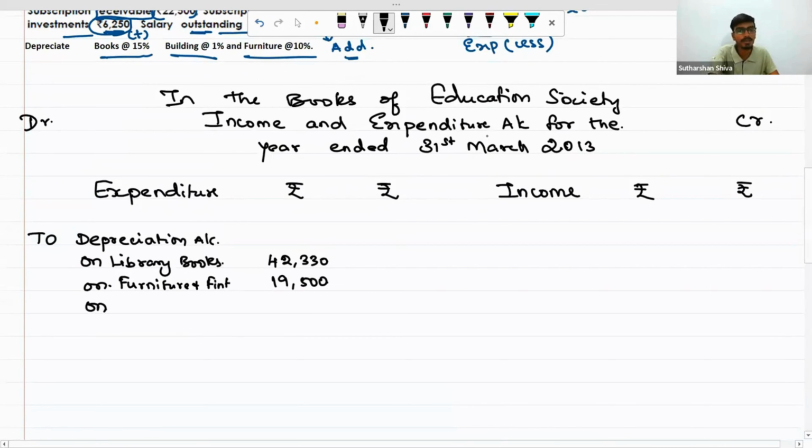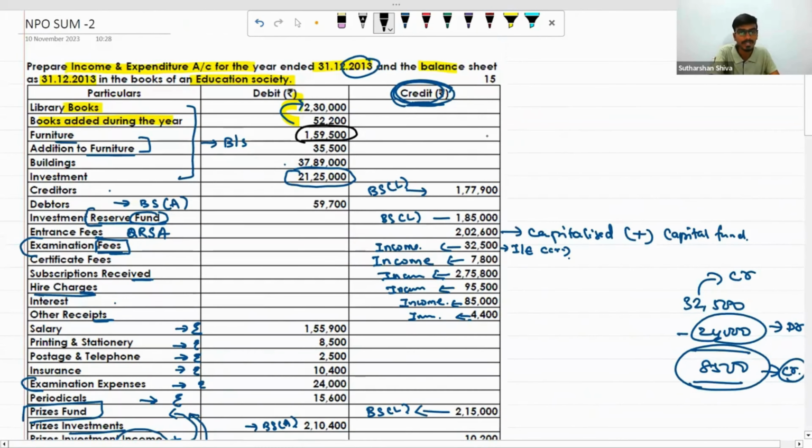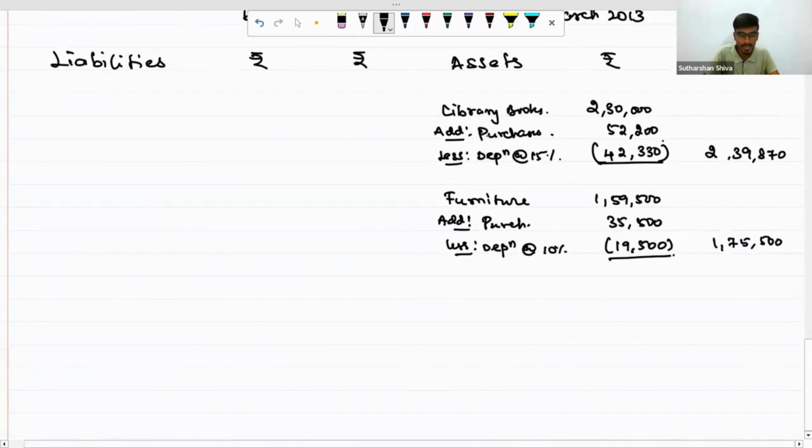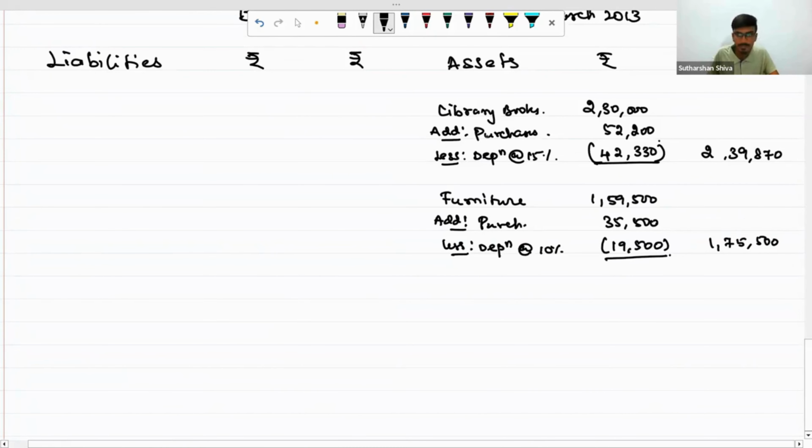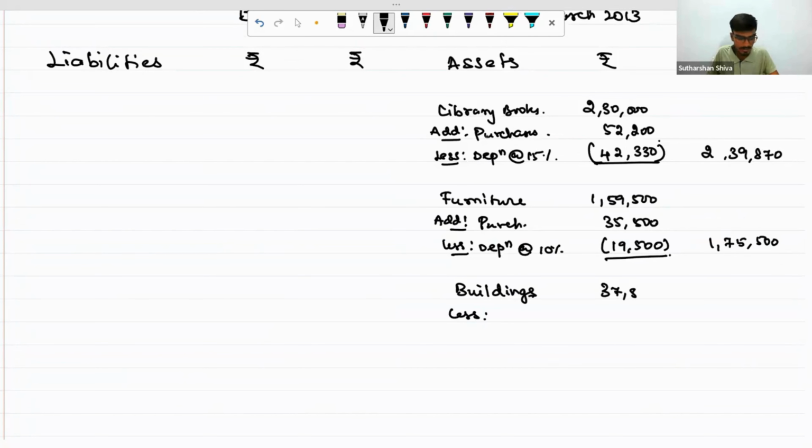Okay. Next will be buildings. Any buildings will be at 1%, correct? We'll directly write buildings, less depreciation at 1%. Buildings value is 37,89,000. 1% will be 37,890. If we subtract 37,890 from 37,89,000, you will get 37,51,110.